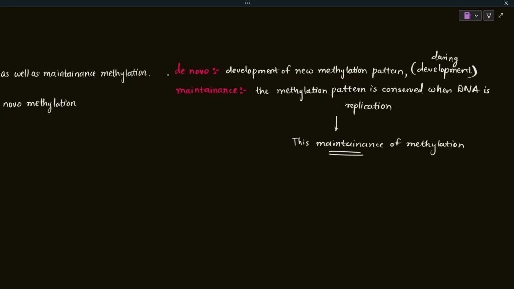Okay, this is what we call de novo methylation. So maintenance methylation is just copying of what was present earlier, while de novo methylation means addition of new methylation marks. Okay, we are adding new patterns at new positions. So I hope this is clear to you all.